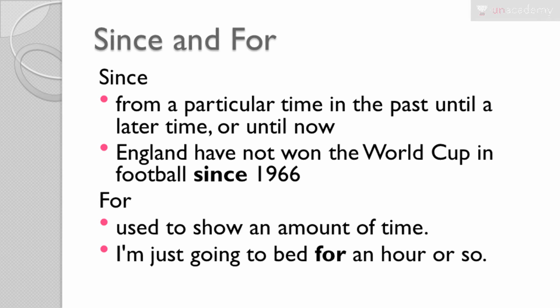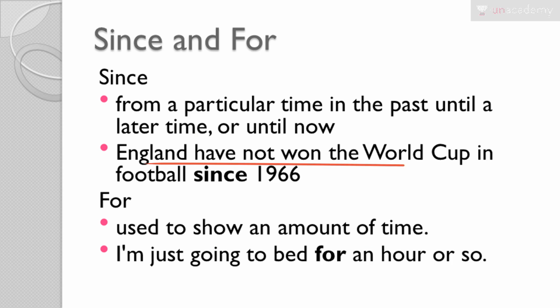Moving on, since and for, these two words are generally confused with each other, so let's clear their meaning and use once and for all. Since is used from a particular time in the past until a later time or until now. So since is used to give this range of time, while for is used to give the amount of time. Since gives the range, for gives the exact amount.